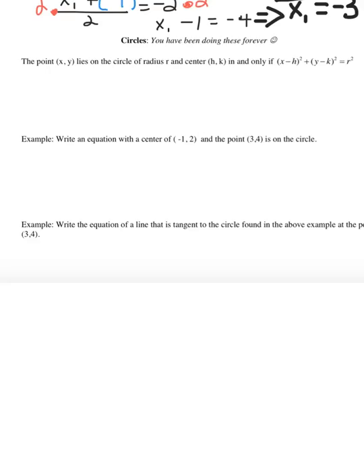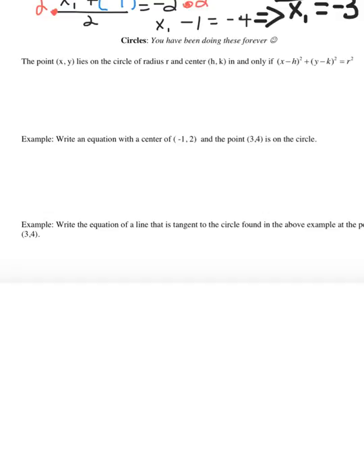All right, so the next thing we're going to look at is circles and the formula for a circle. The point x, y lies on the circle of radius r and center h, k if and only if the quantity x minus h squared plus the quantity y minus k squared equals r squared. Now, if you look at that formula for a circle, you're going to say, that sure looks familiar. Didn't we just do something that looked a lot like that? And the answer is yes, we did. It was the Pythagorean theorem. So guess what? The formula for a circle is the Pythagorean theorem.